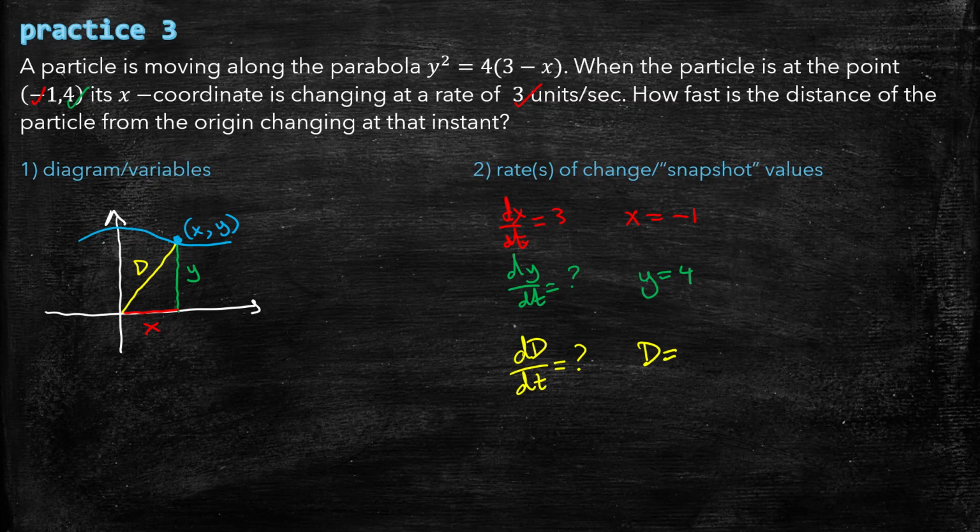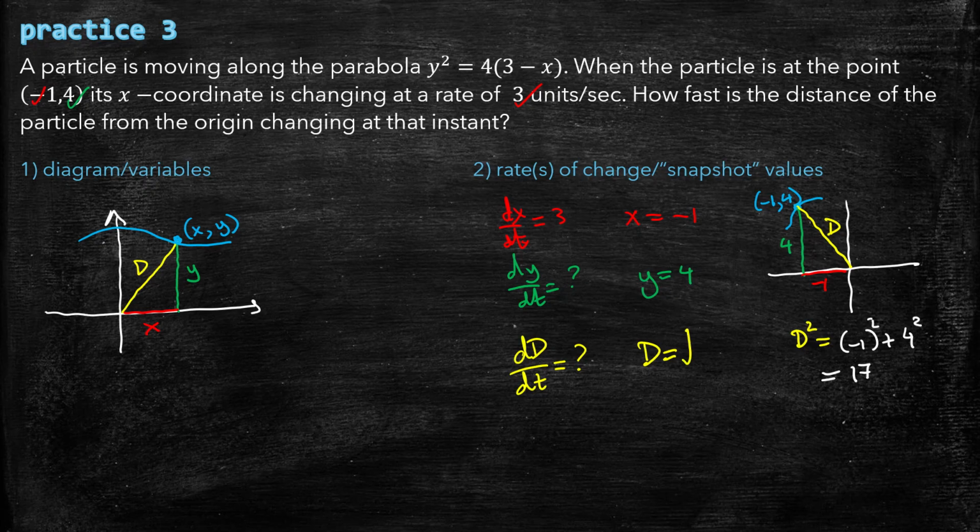So what we're going to do is find d right now by creating a snapshot triangle. So now I will put this point over here at -1, 4. So this side is 4, x is technically -1, but it's going to become 1, and then we would like to find d, and we can use the Pythagorean theorem. So d squared equals -1 squared plus 4 squared, and that comes out to be 17. So we know that d is the square root of 17.